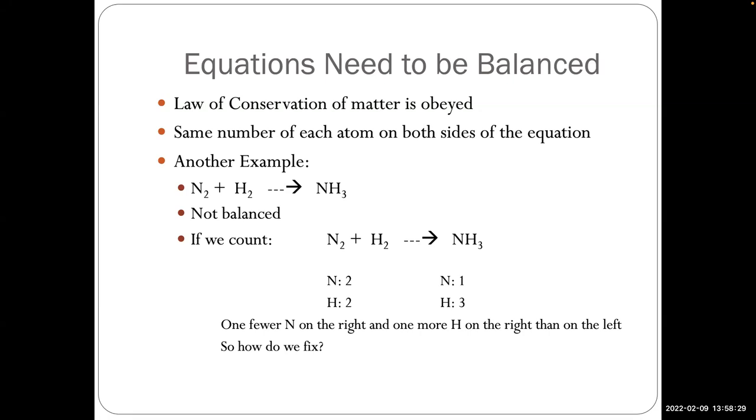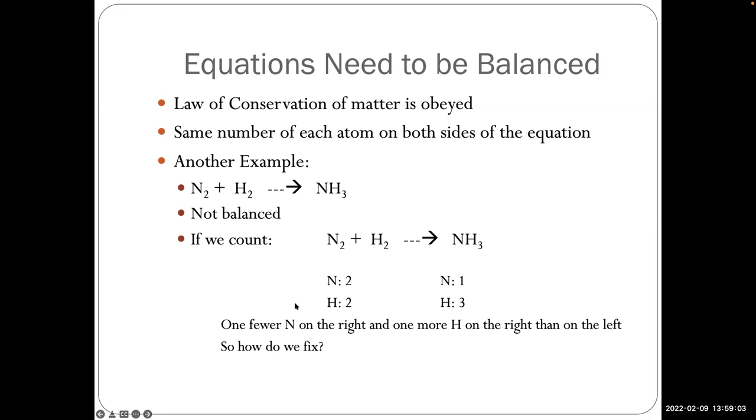So if you look at this, this is a way that ammonia is formed. Take nitrogen gas and hydrogen gas, mix them under high pressure, and you can form ammonia. Now, if you count, remember that the subscript goes with whatever immediately precedes it. So there's two nitrogens and two hydrogens on the left, but in ammonia, there's only one nitrogen and three hydrogens. If you're just glancing, you might say we converted a nitrogen into a hydrogen, but you can't do that. So there's one fewer nitrogen on the right and one more hydrogen.